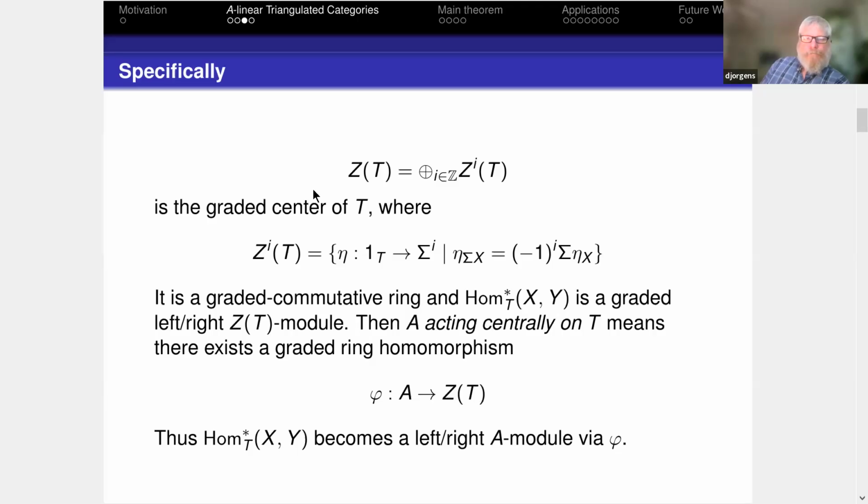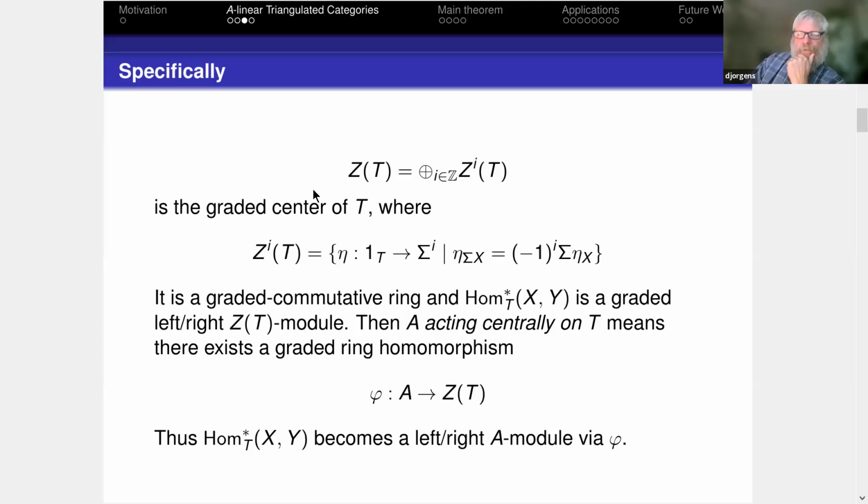And it turns out that this direct sum of all the Homs, the Hom star of X and Y, turns out to be a graded left or right module over that center. Oh, I should point out that that center is a graded commutative ring, and these Hom stars become graded modules, left or right, over that graded center.